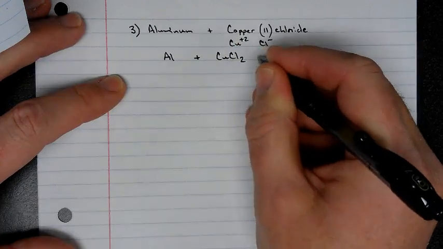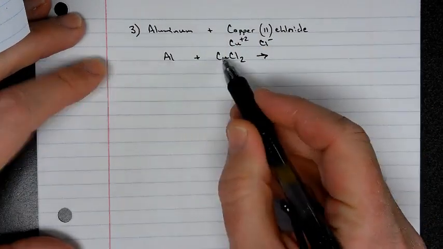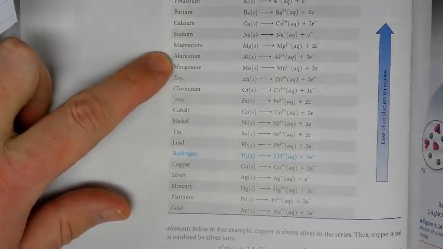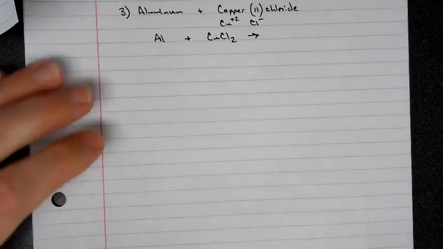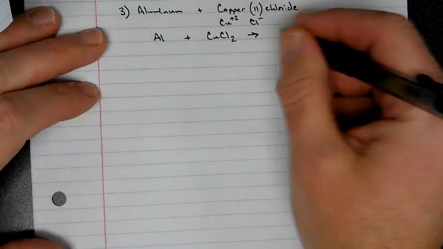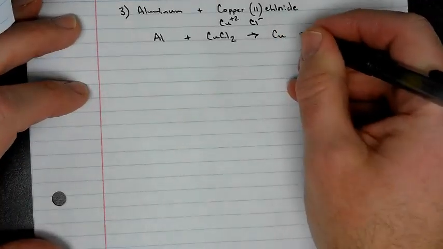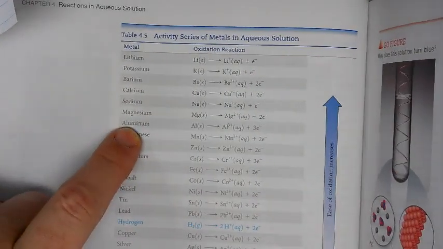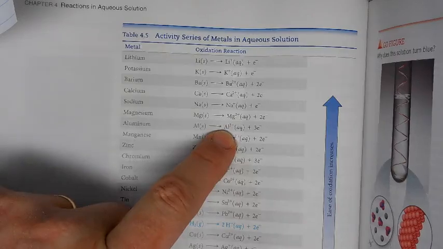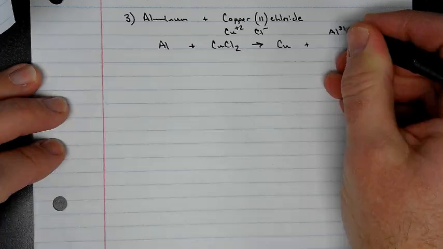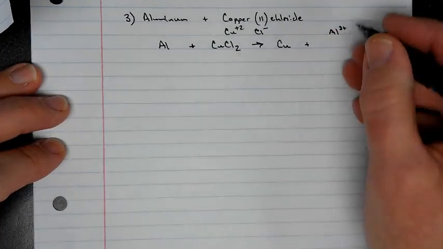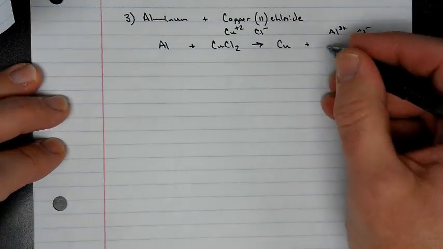Now the question is, will aluminum swap out with copper? Aluminum on the activity series is here, copper is there. There will be a reaction. So what I'm going to end up with is copper all by itself. Now I have to figure out what the ionic compound is going to be. You can see from the activity series that aluminum is going to form a cation with a +3 charge. So I'm just going to write that down above, Al3+, and then chloride, nothing's changed, it's still Cl-. So the formula is going to be AlCl3.